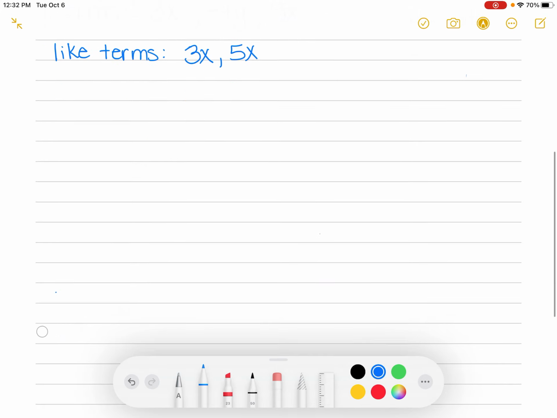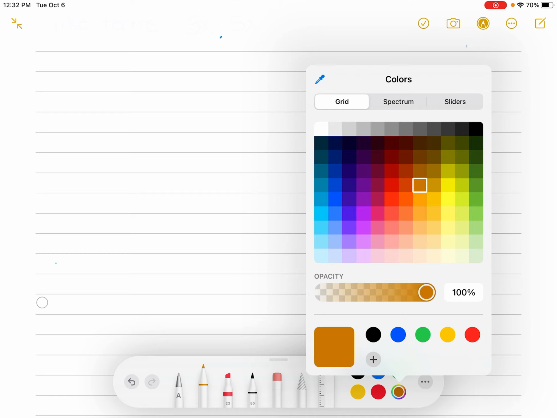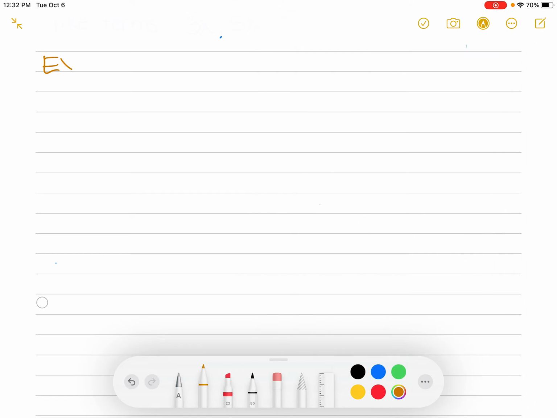Okay, so example 1. Let me pick a different color. Okay, example 1. They want you to combine 3x plus 5x. Okay, so when we combine like terms, when we're adding or subtracting, we are only going to add or subtract the constants in the front. So we're going to do 3 plus 5 is 8, and your variable stays the same. So my answer for this one is 8x.